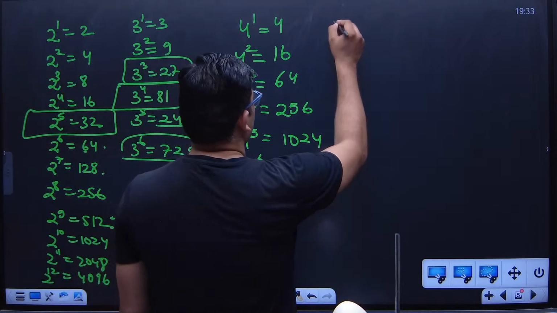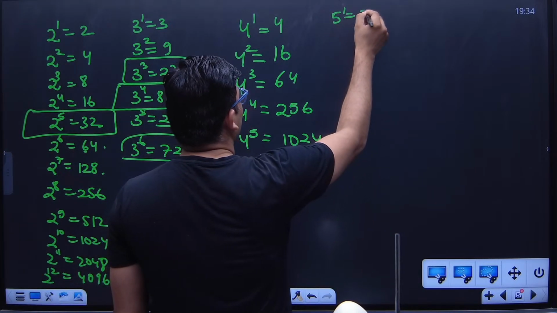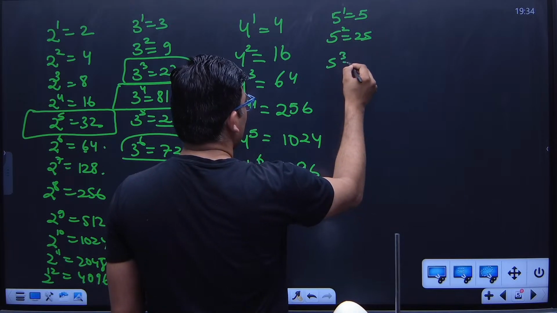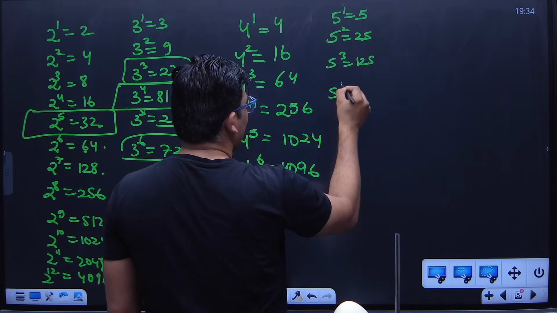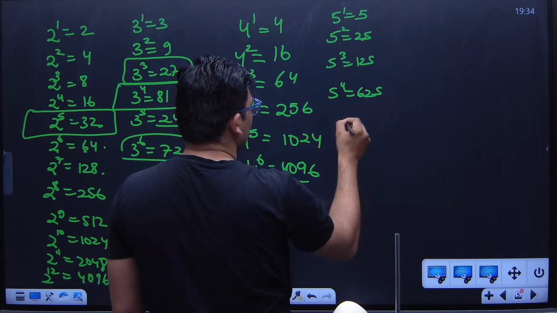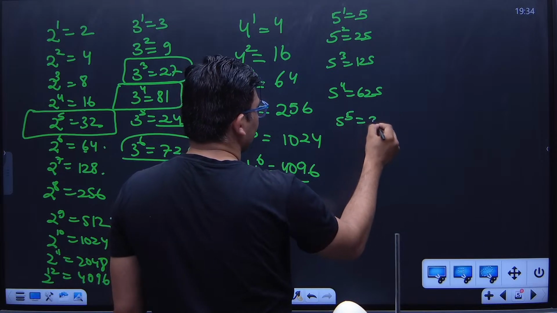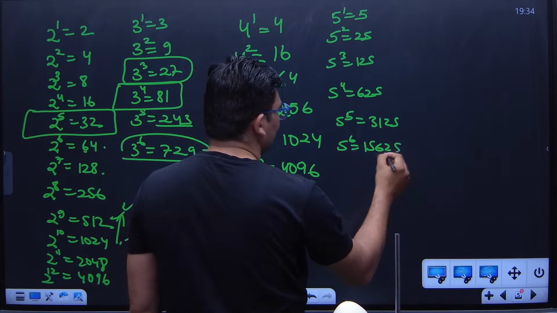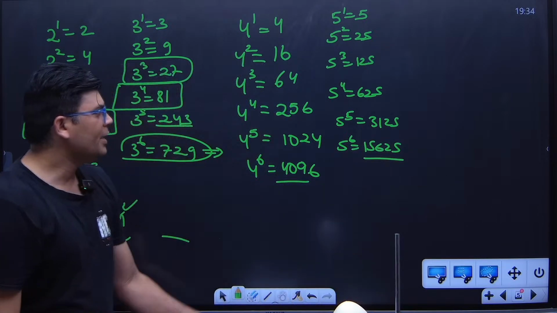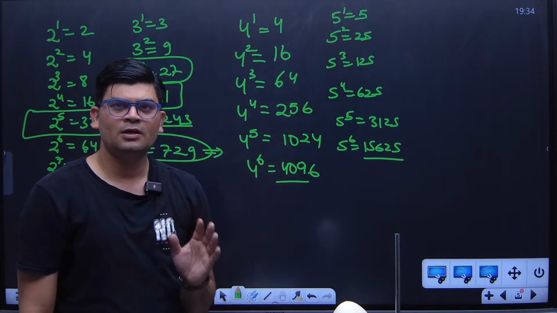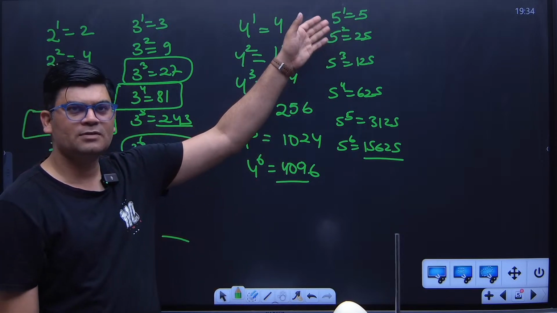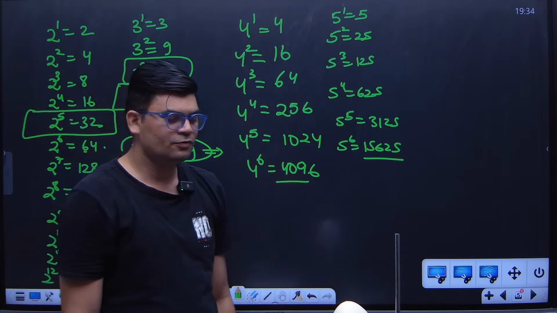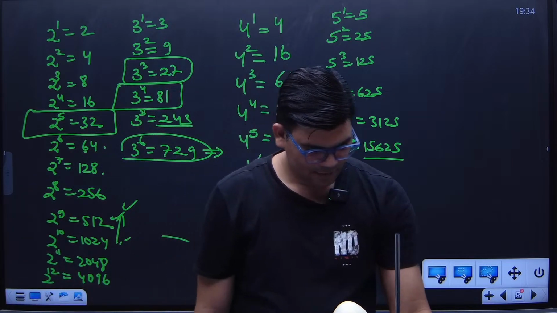Coming to 5. So 5 raised to the power 1 is 5. 5 square is 25. 5 cube is 125. 5 to the power 4 is 625. 5 to the power 5 is 3125. And 5 to the power 6 is 15625. You can see all the numbers are ending with 25 except the first number. And you have to remember only the previous number, 25, 125, 625, 3125, 15625.